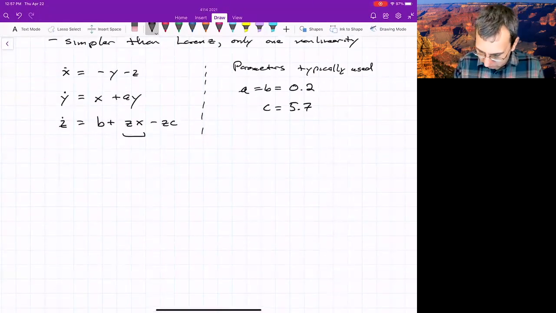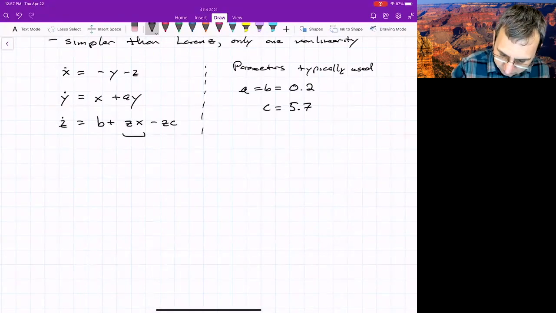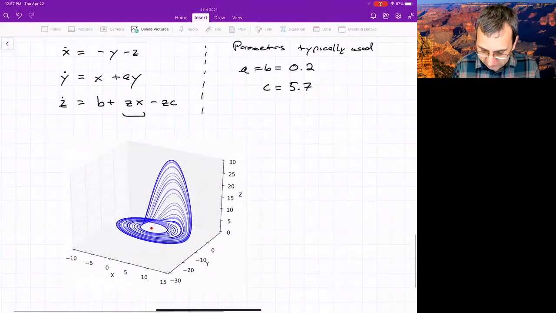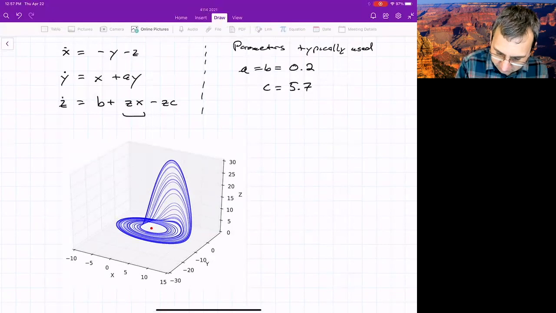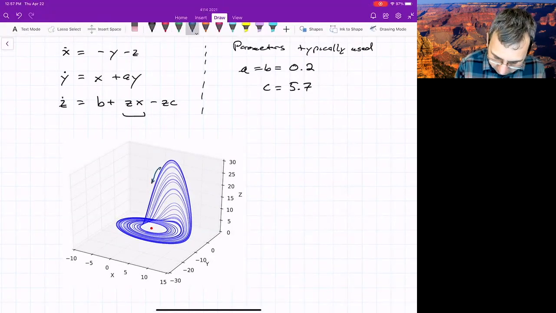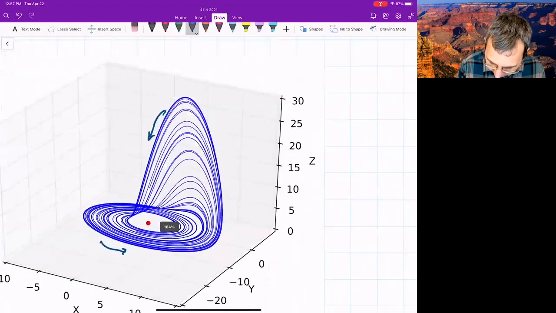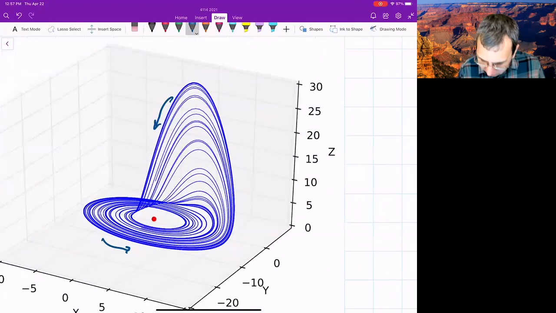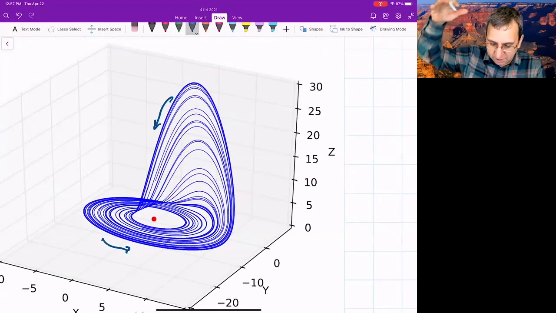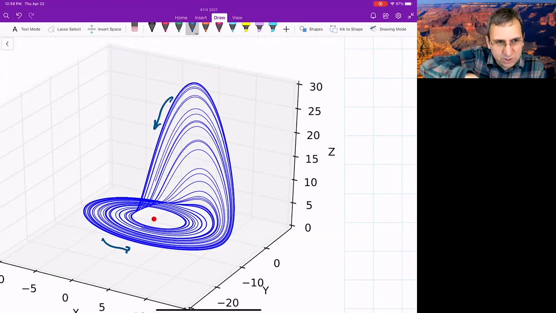So I'm going to show you what the attractor looks like. So this is an x, y, and z space. I think things are going this way and turning around. And the red dot, I think it's just the origin. But you can see something weird going on, right there, where it seems like trajectories from up above are merging with trajectories that are on the xy plane.